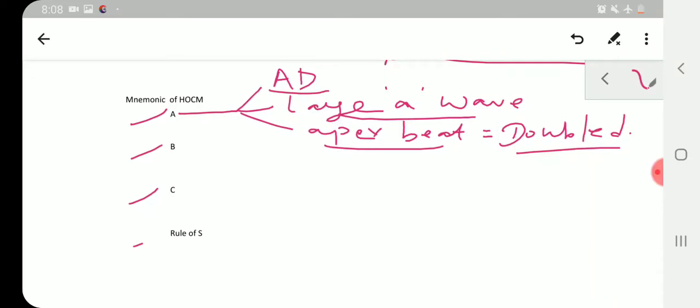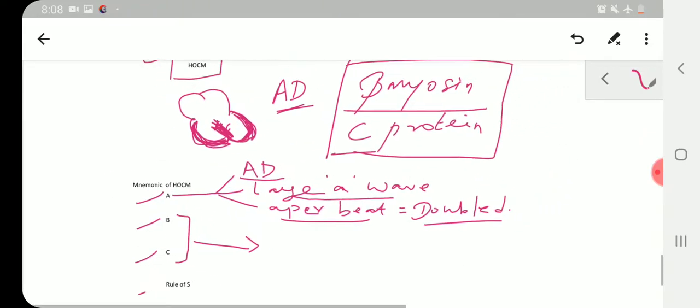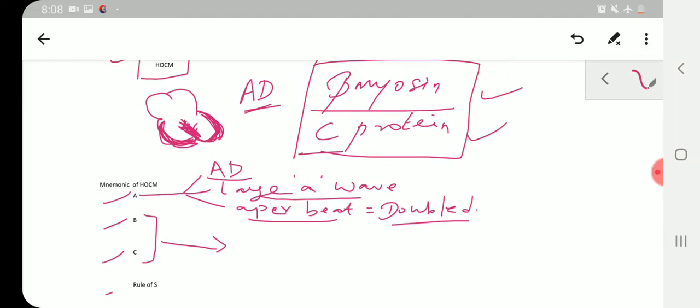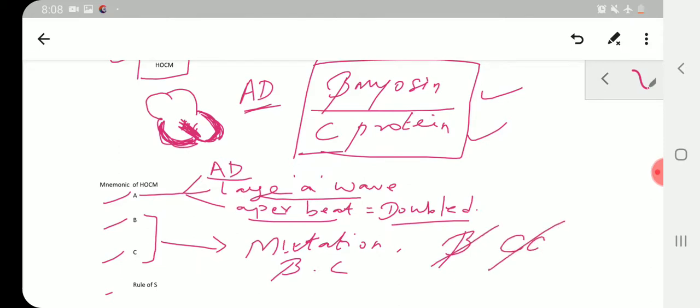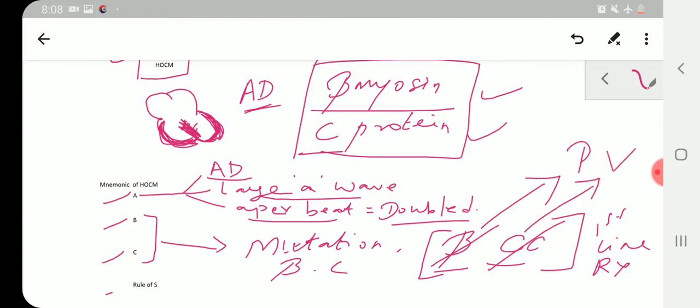Talking about B and C, there are 2 points. We have already seen that B and C is beta myosin and C protein mutation. That is the first B and C. The second B and C that you need to know is beta blocker and calcium channel blocker. This is the first line treatment. Beta blocker commonly used is propranolol, P. Calcium channel blocker commonly used is verapamil, V. Propranolol and verapamil, these 2 drugs you must know.